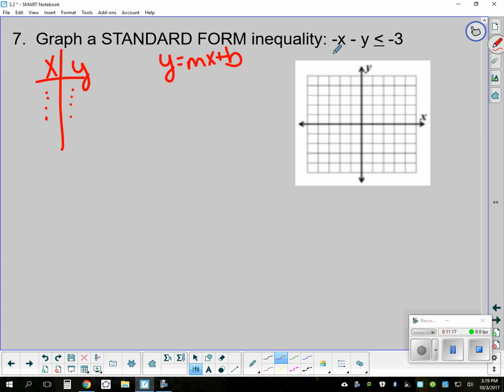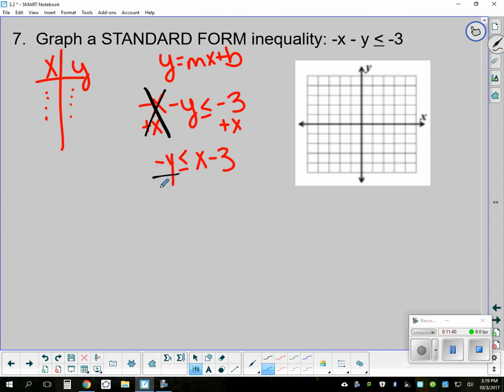To do that, let me rewrite it over here first. To do that, you need to isolate y. To isolate y, let's add x on both sides. These cancel. -y is less than or equal to x minus 3. And we don't quite have y isolated. We have a negative in front of it, so we would need to divide by -1. Remember, when you multiply or divide, you have to do it by everything in the problem. These cancel and we get y.